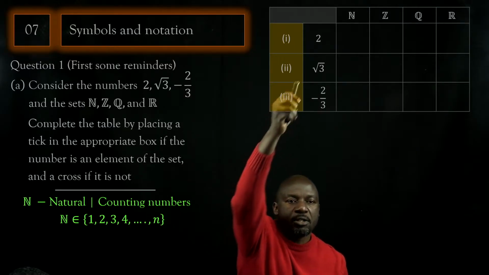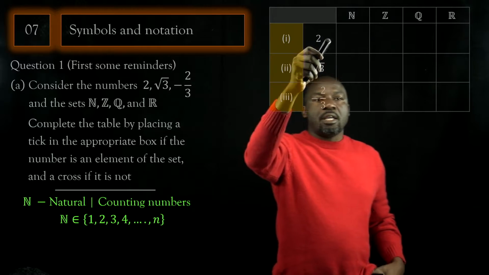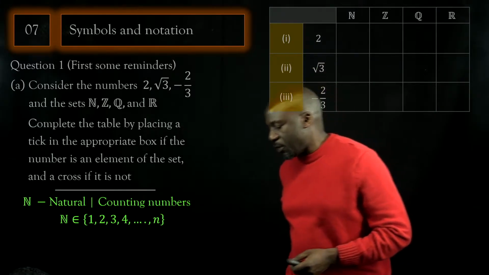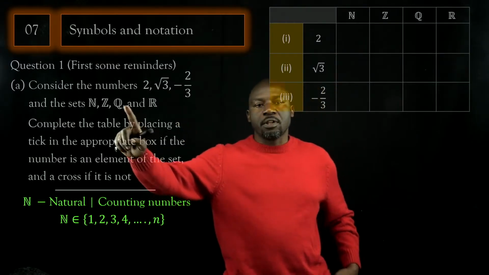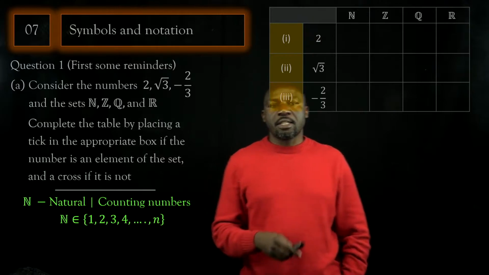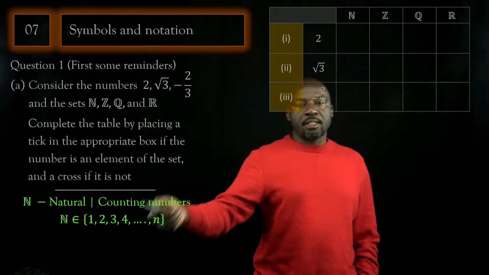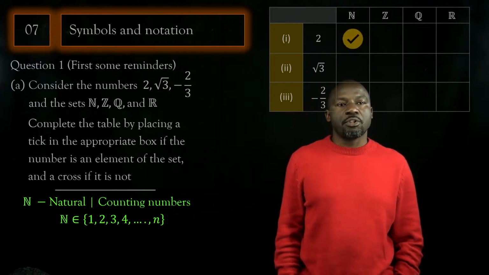So looking at these 3 numbers, therefore, which one falls in the natural number set and which ones do not? If it falls in there, we put a tick. If it doesn't, we put a cross. So clearly 2 is in this list, all right? So under 2 we put a tick.